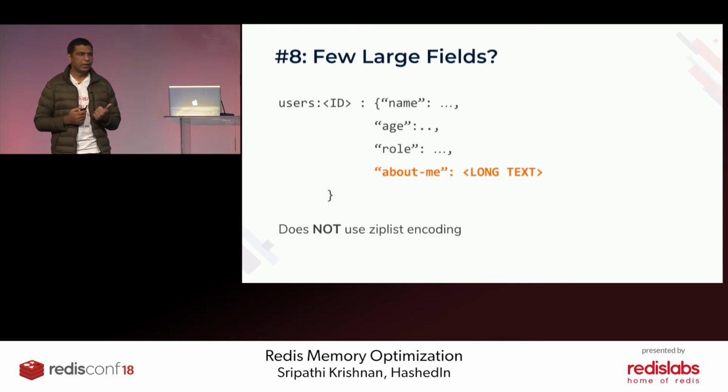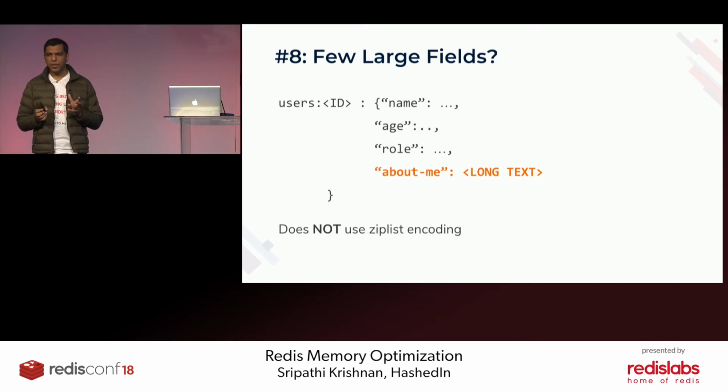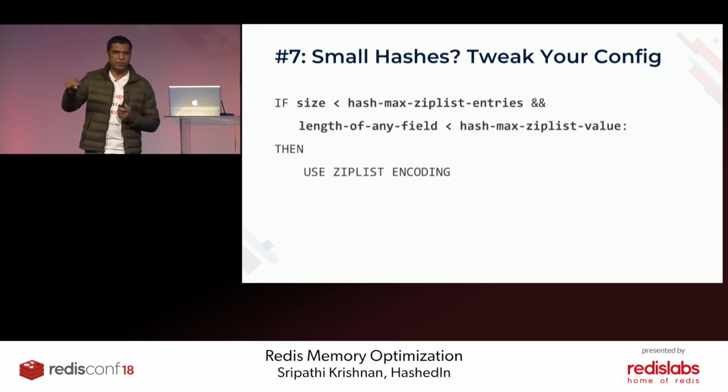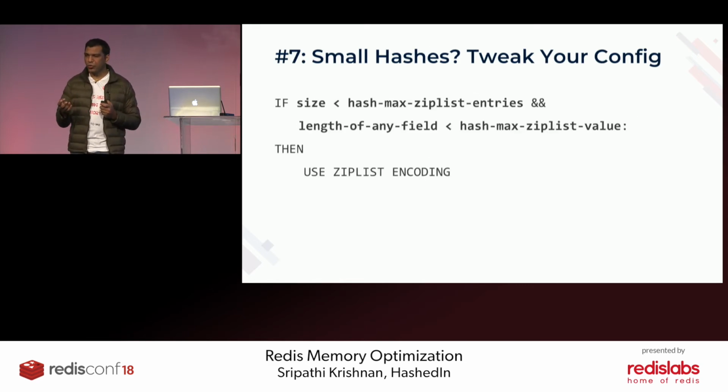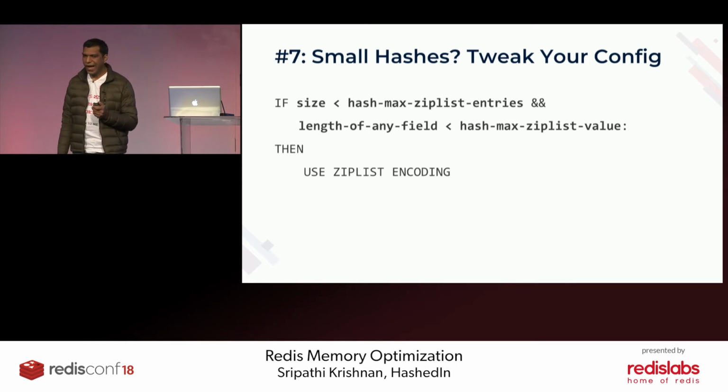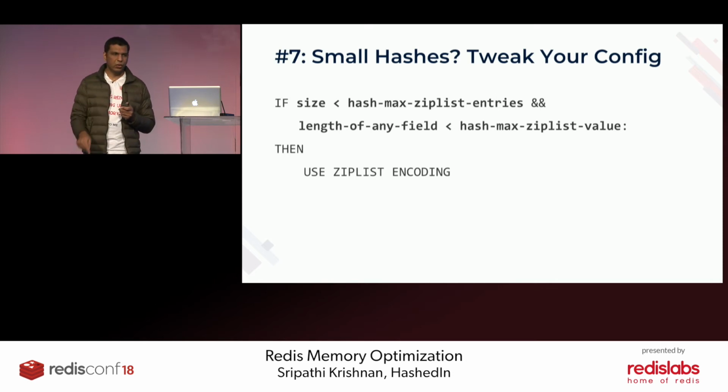Now continuing on this, let's say that you've got a hash and it looks like this. Name, age, role are fairly small fields, but there's an about me section which could be a paragraph of text. So there is one field in the hash because of which this if condition breaks. Look at this if condition. How many entries do we have? We've got 4 entries in the hash. But what is the length of the largest field? The about me field will be pretty big, as a result of which Redis will not use the zip list encoding.